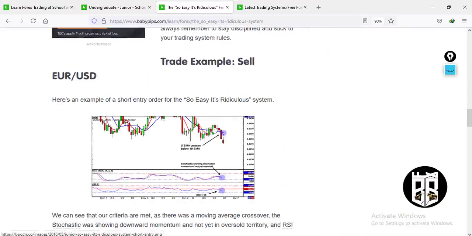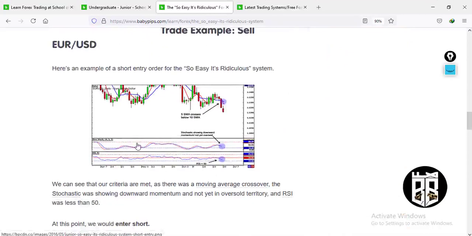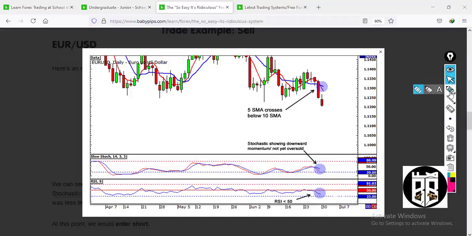Now trade example 2, a sell. So is it so easy? It's an easy, ridiculous system according to what Babypips is saying. It's time to sell. So what is the trading criteria? What do we have to do? What do we look for?